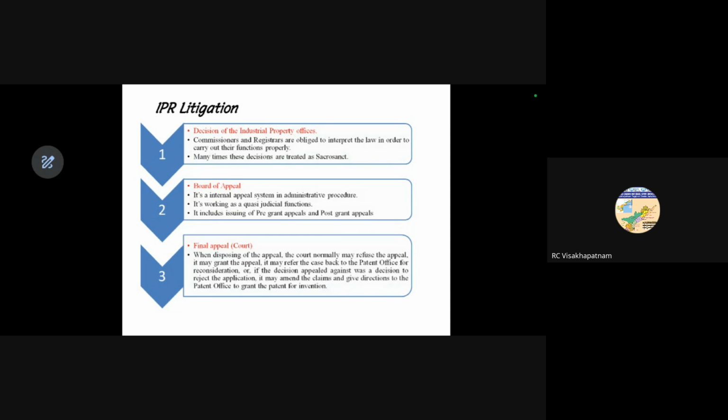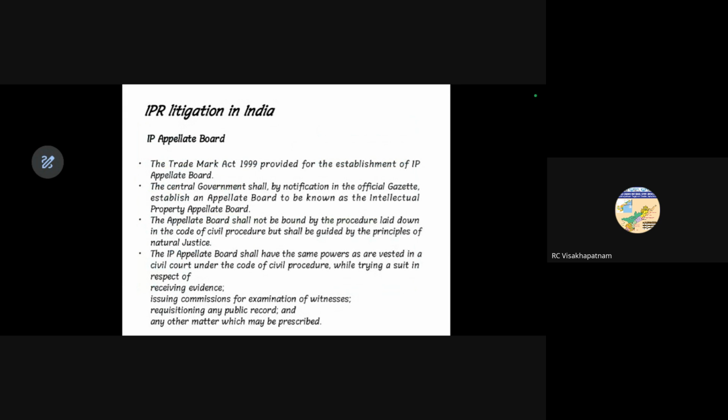But if you are not paying, then this comes under the post-grant appeals. And for the final appeal, you can go to the court. The court is the final appeal. When disposing of the appeal, the court normally may refuse the appeal, it may grant the appeal, or it may refer the case back to the patent office for reconsideration, or if the decision appealed against was the decision to reject the application. The court can issue whatever it thinks is reasonable.